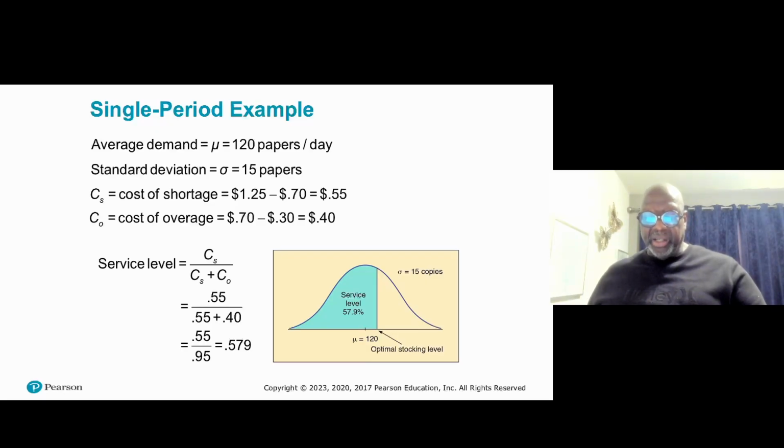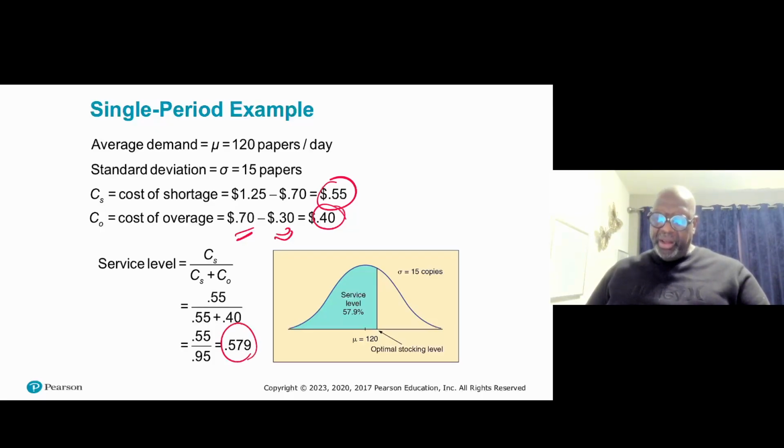It's going to cost us $1.25 to produce it. Sorry, the selling price is $1.25, and then it costs us 70 cents to produce. So if we're short, we miss out on 55 cents profit. It costs us 70 cents to produce, but we could salvage it for 30 cents, which costs us 40 cents in terms of overage costs. So computing CS over CS plus CO will give us 57.9%, and so slightly more than the average.